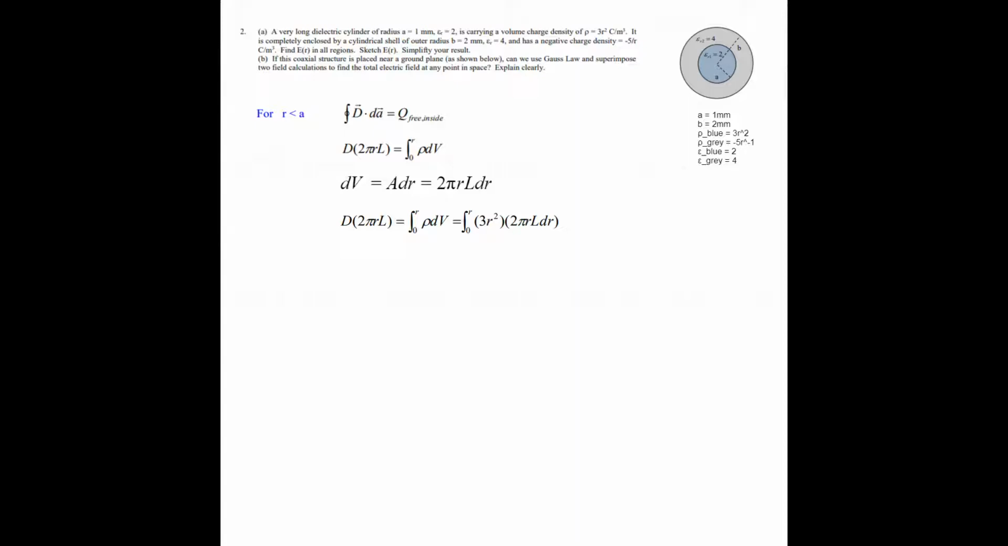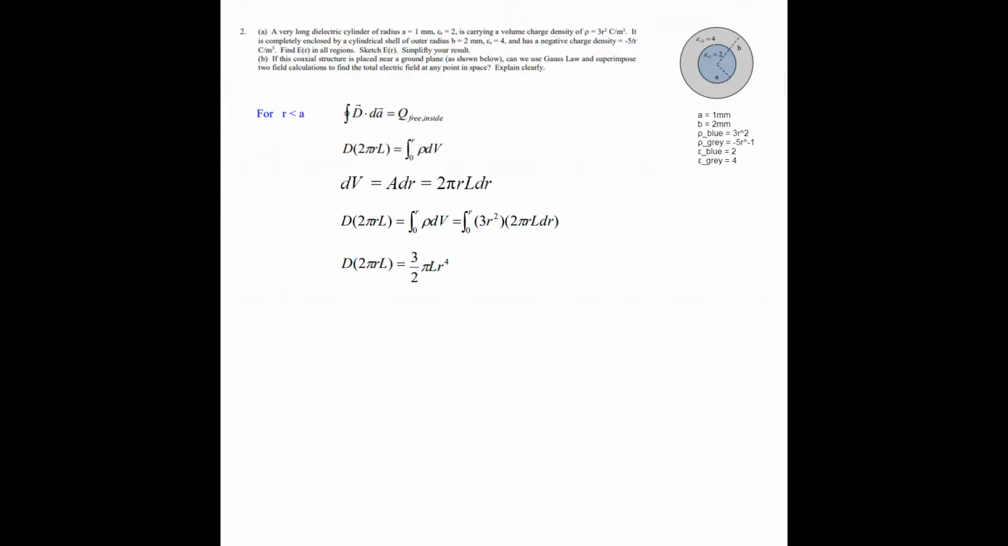So the next step is to plug in our 2 pi RL dr and plug in our charge density for the blue region. Then we can integrate, and we have this handy dandy little equation. So now you might be looking at this integrated expression on the right and the D 2 pi RL on the left, you might be thinking, well, the 2 pi cancels out and the L cancels out because L is a constant. Why didn't we cancel out at least the 2 pi L?